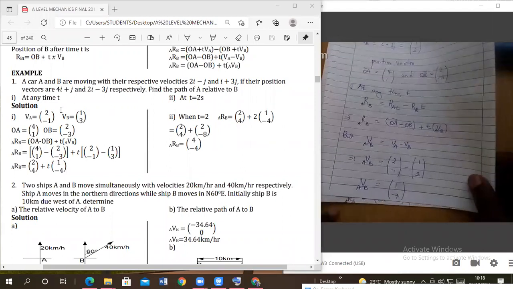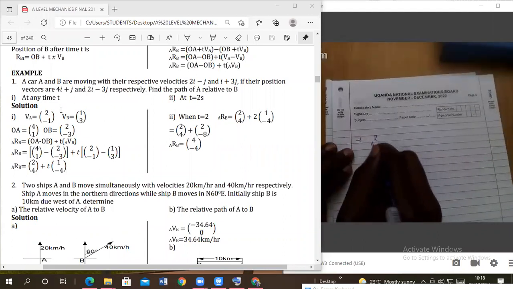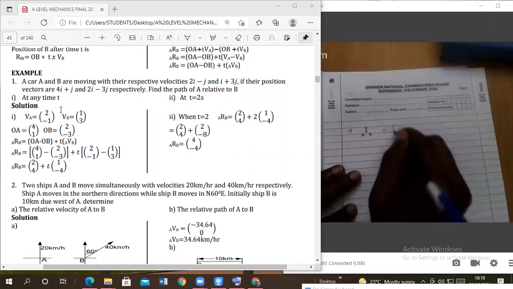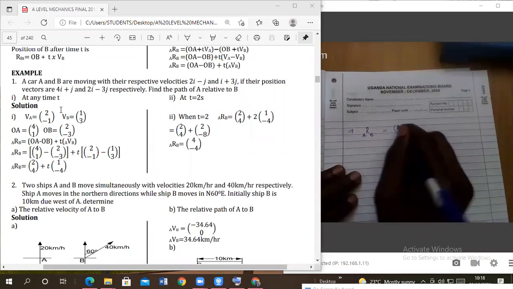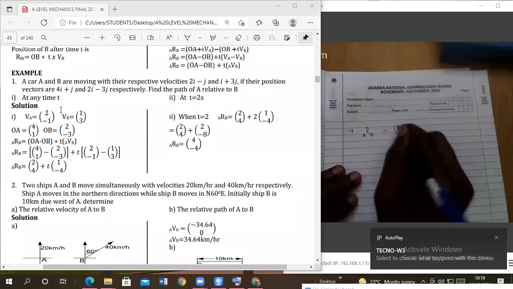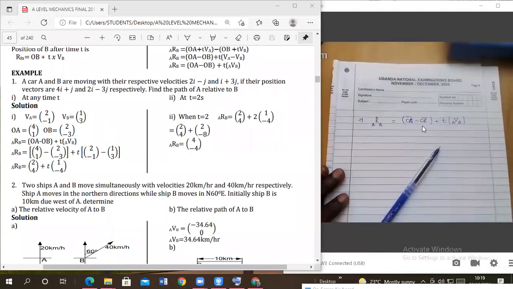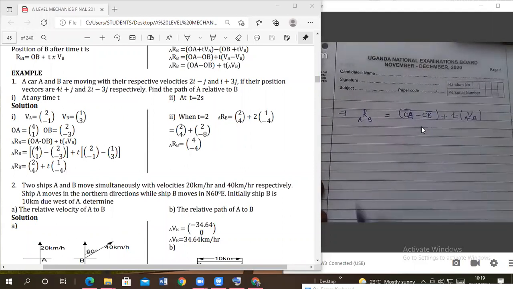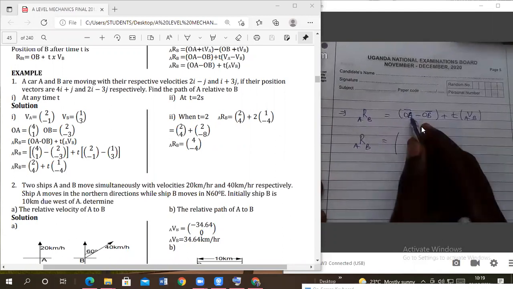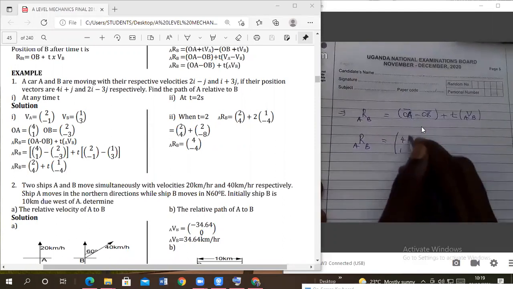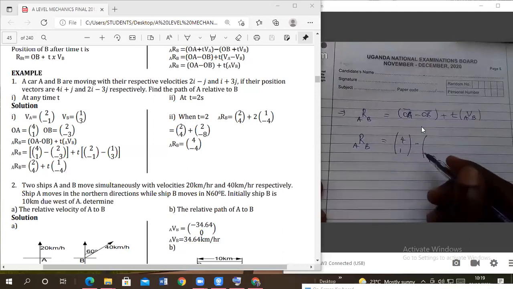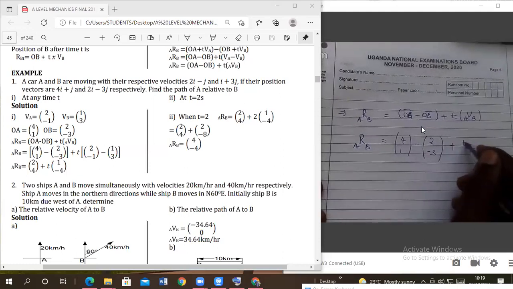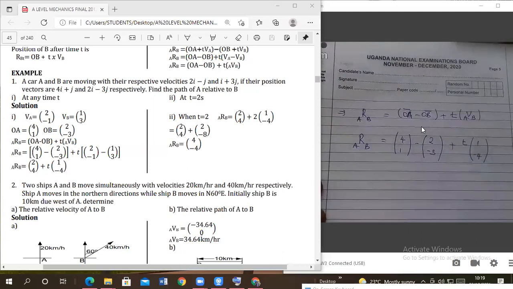Yes. So after getting that, now let's go back and find that. It implies now the relative path AB, which we said is the same as OA minus OB plus T into the relative velocity. So when you substitute, what shall we get? Relative path AB will be OA, which is (4, 1), minus OB, which is (2, -3), plus T, because this time they have not given us. This one we got (1, -4).